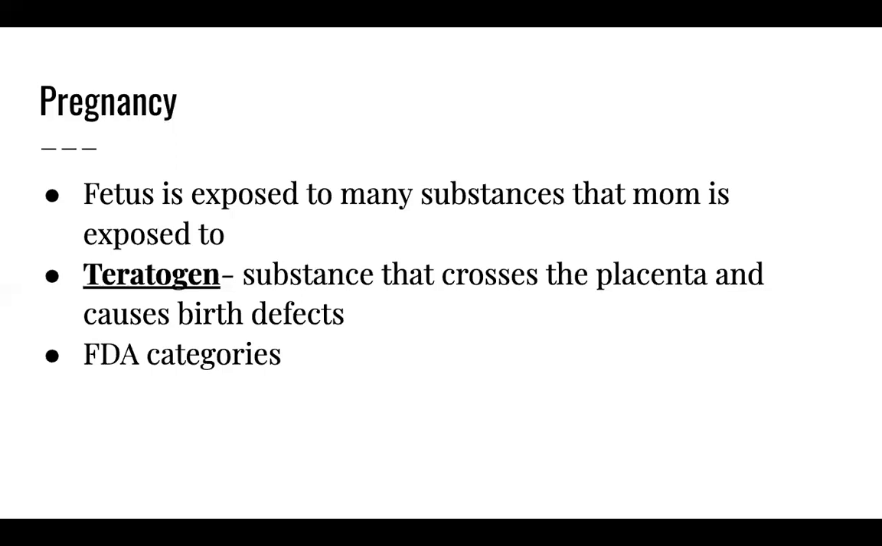So category A is no risk to human. There's been studies looking at the effect of the drug on the human fetus, and they have found no risk. Not a lot of drugs are characterized as A. Category B means that there's been studies done on animals, and there's been shown to be no risk to the animal fetus. C, there's an adverse effect to the animal fetus, and we have no information about humans.